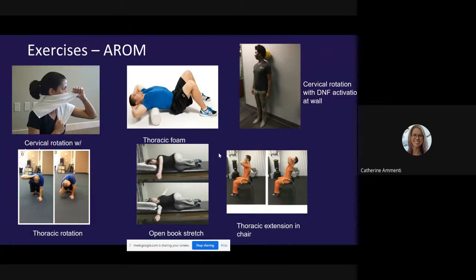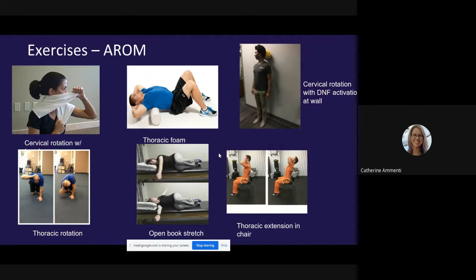So we'll be going over these exercises in class. I want you to go through the PowerPoint that is in Moodle. And I want you to look at these exercises and you can start practicing some of them now if you want, but we will be going over these in class.